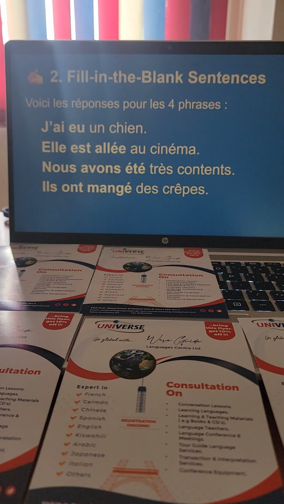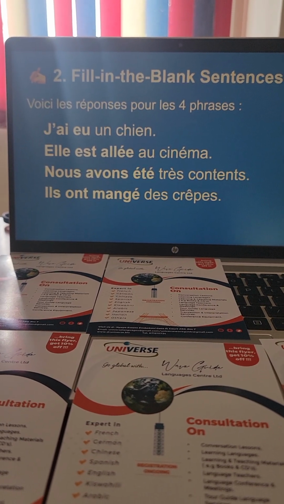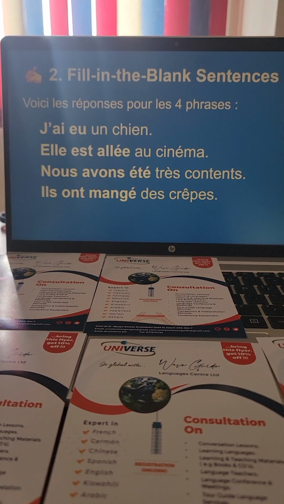So you can see that J'ai eu un chien, which means avoir will use avoir. And the past participle of avoir is eu. So j'ai eu un chien. When you go to number two, elle est allée au cinéma. So aller will use être. And the past participle of aller is allé. You drop the R and then have the é with the accent aigu.